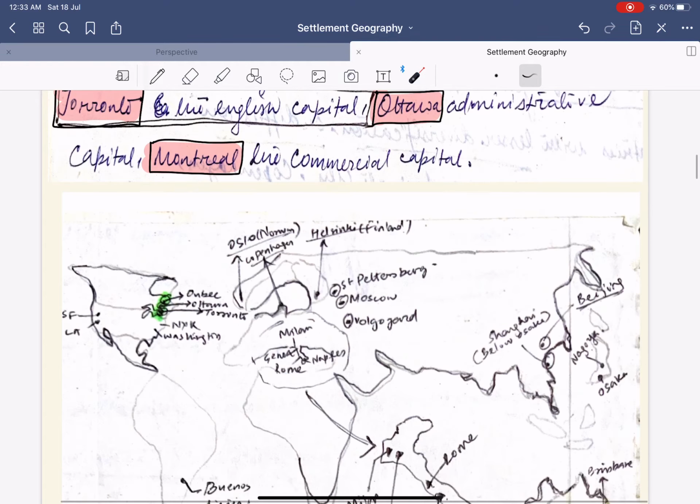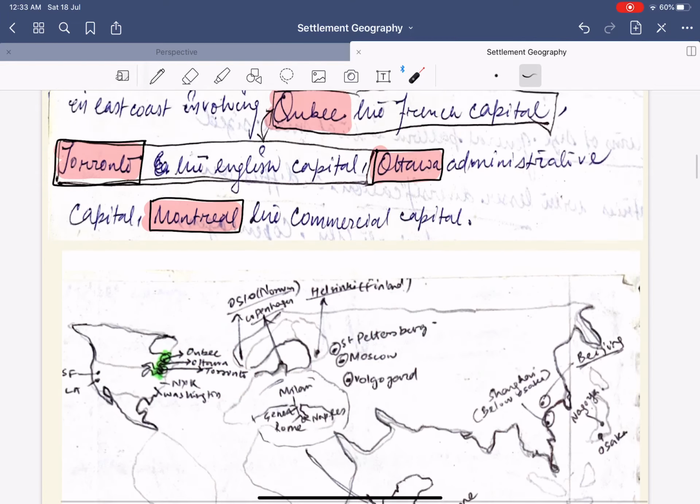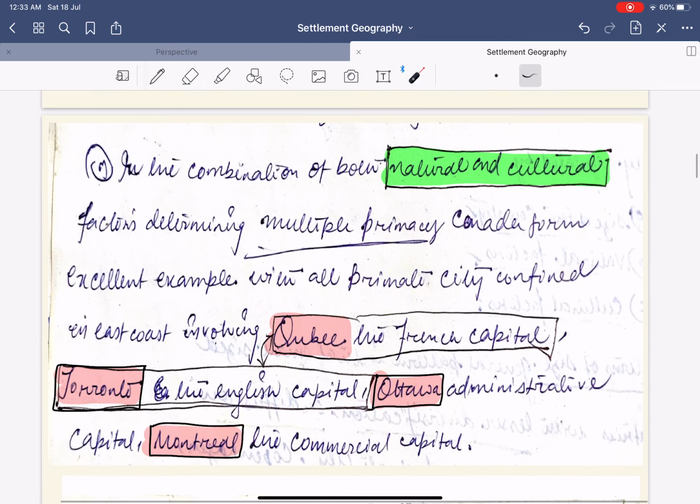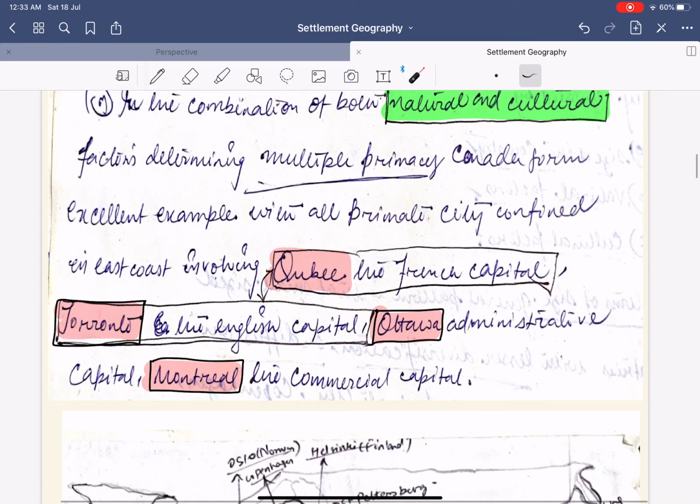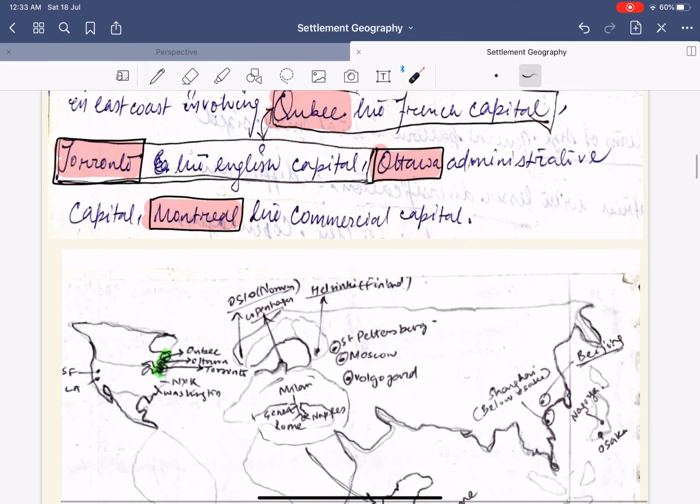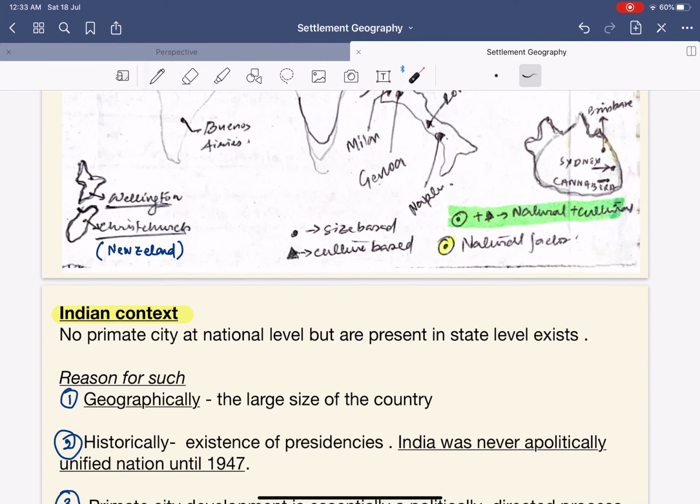Montreal. Just look at this. Quebec, Ottawa, Toronto. All these are located nearby to each other because of both the cultural as well as natural factor. Cultural factor means language. Look at this. Quebec, French capital. Toronto, English capital, means English is spoken more over there, and hence they are located very close to each other. As you can see, they are also located near the Great Lakes. So natural and cultural factors are responsible.